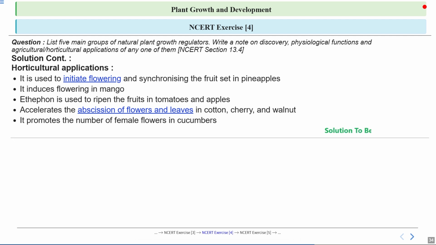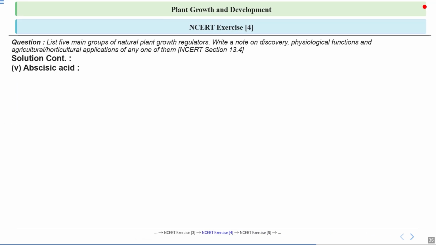So we will continue this solution. Let's talk about abscisic acid.